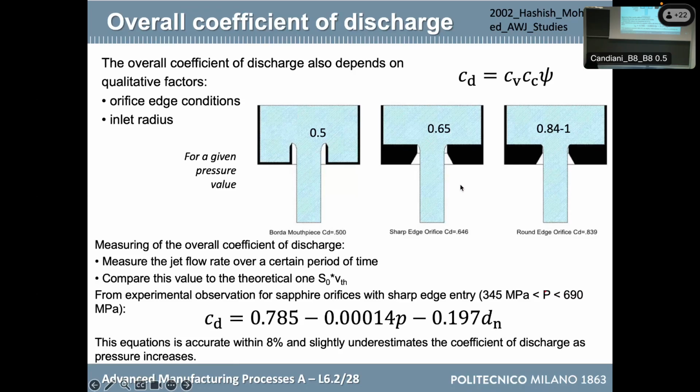We see the second case, which is the usual one, when we have sharp-edged orifices, and in fact you see 0.65. And the last one is the typical case of abrasive water jet orifices that are rounded, and for this reason you could even achieve a CC equal to 1. So I'm creating a jet that is as large as the diameter of the orifice.